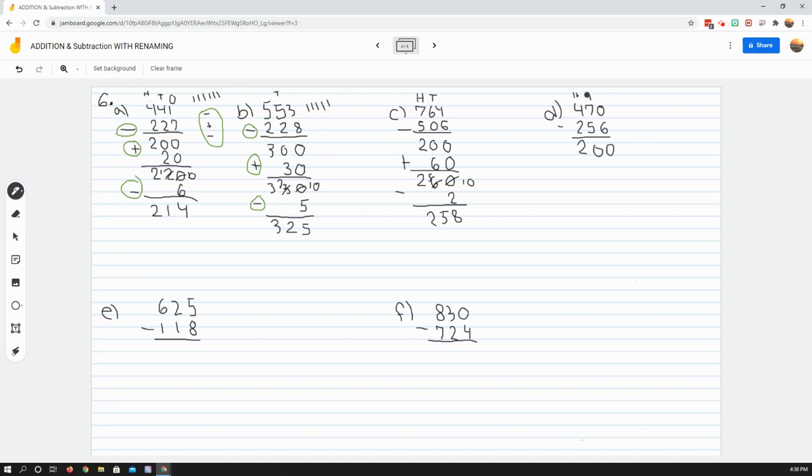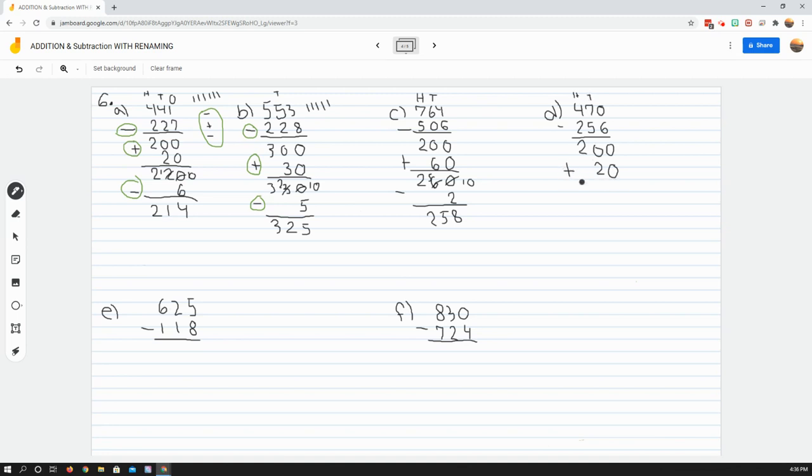Now I'm going to focus on the digits that I have in my tens place. If I have 7, and I take away 5, I'm going to be left with 2. I'm going to write that answer underneath the tens place. And because I'm in my tens place, I have to write that 0 here. So the 2 in the tens place is going to be 20.